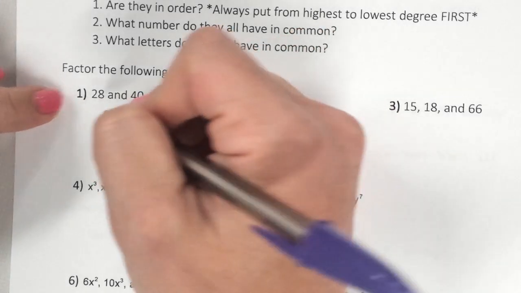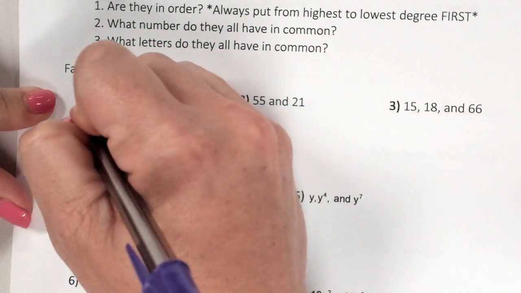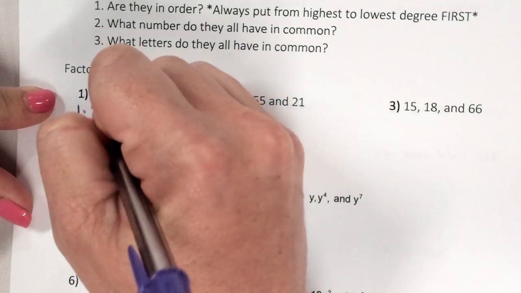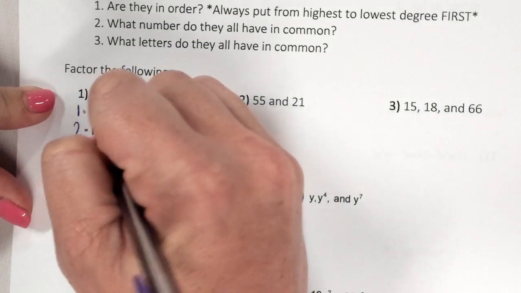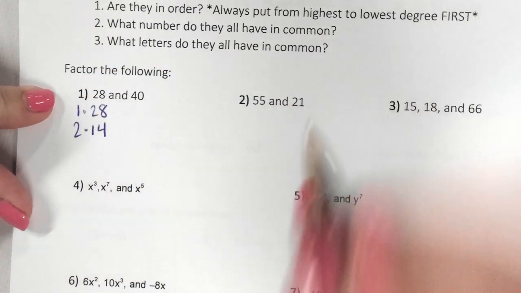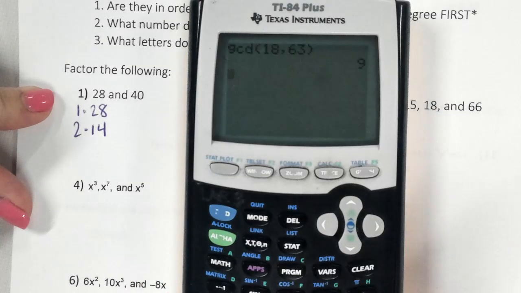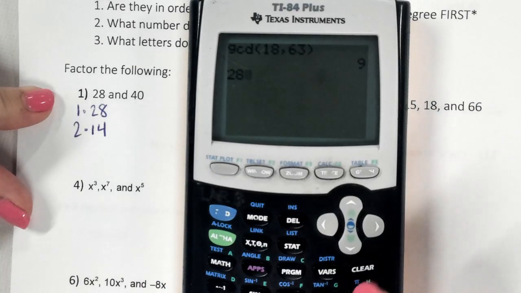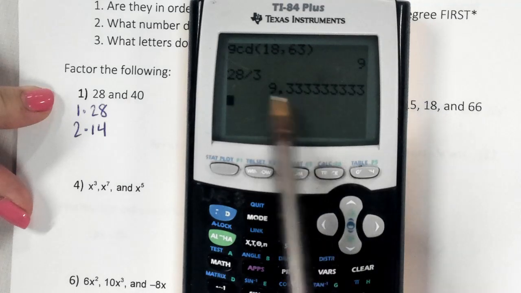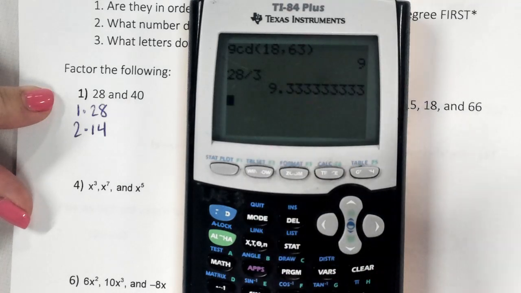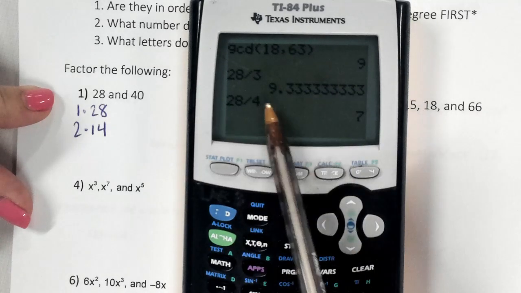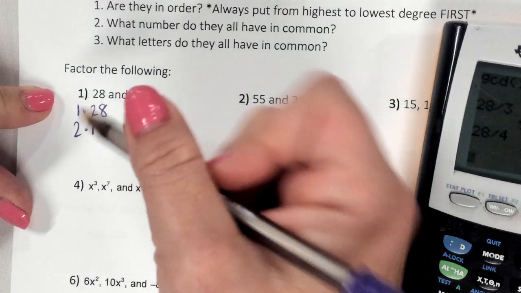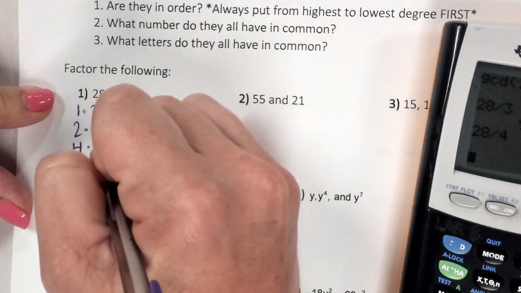So factors of 28, I always start with my smallest numbers first, so 1 times 28 are factors of 28. 2 and 14 are factors of 28. And then I get to numbers that I don't know anymore. So I can do 28 divided by 3. And see how it gave me a decimal? That means 3 is not a factor. Okay? So 28 divided by 4. See how it gave me a whole number? So 4 and 7 are factors of 28.